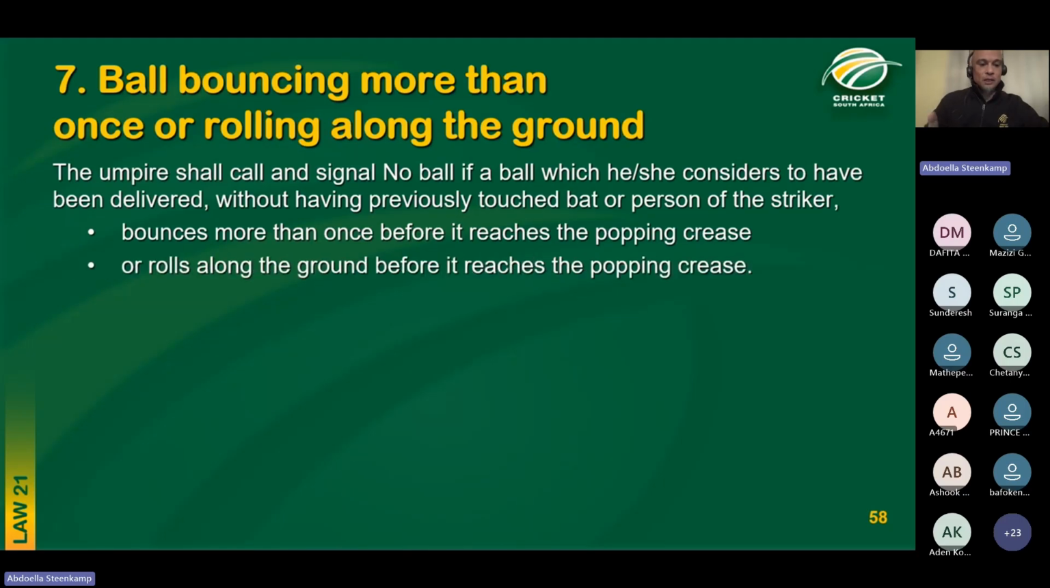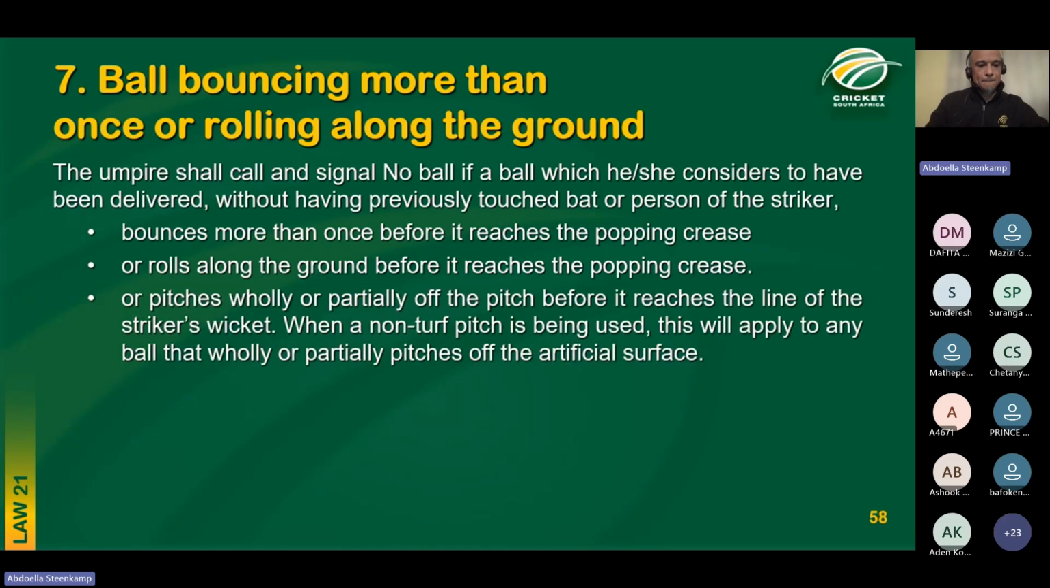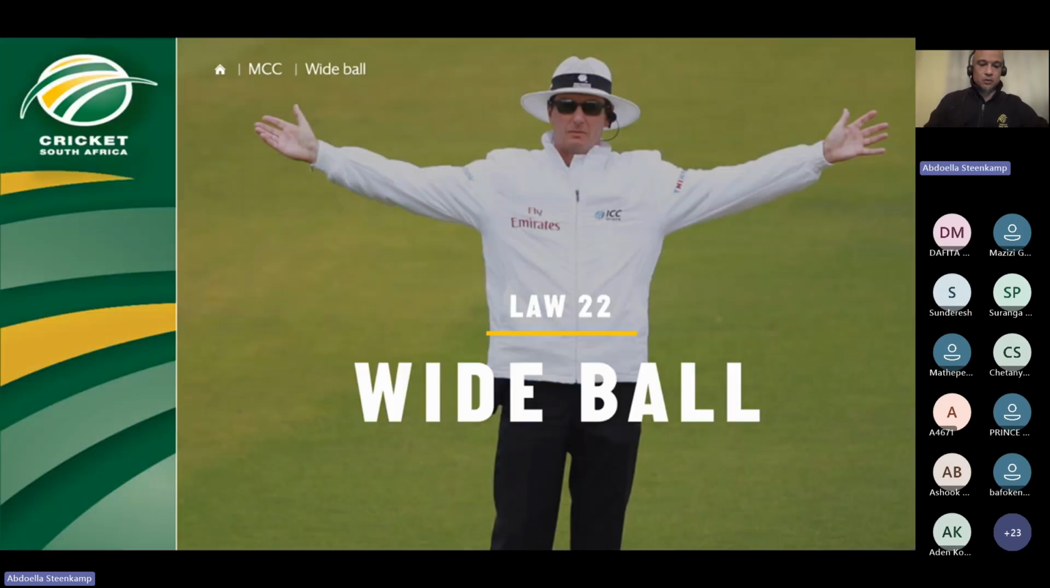Also, if the ball rolled along the ground before reaching the popping crease, call and signal no ball. Or if the ball pitches wholly or partially off the pitch before reaching the line of the striker's wicket, call and signal no ball.